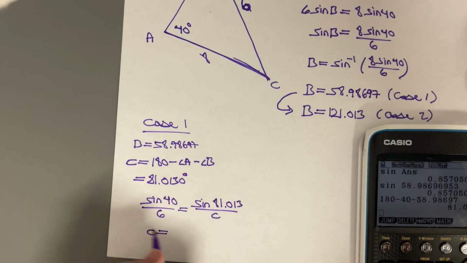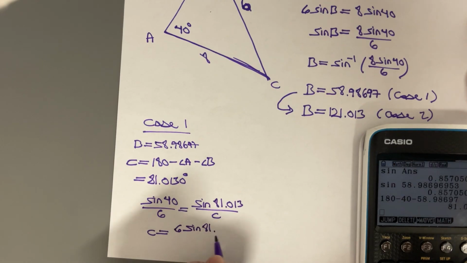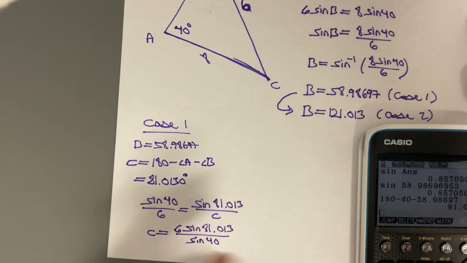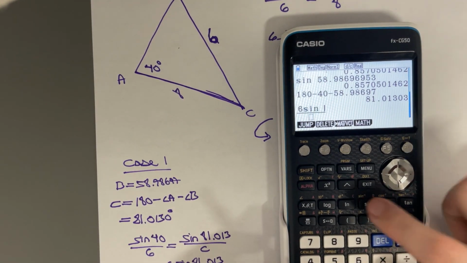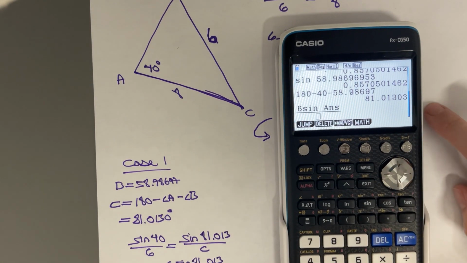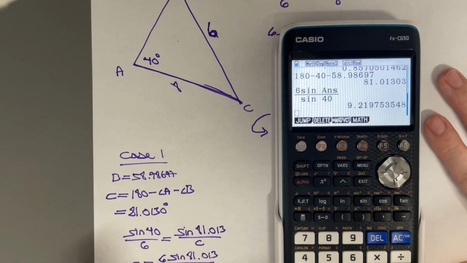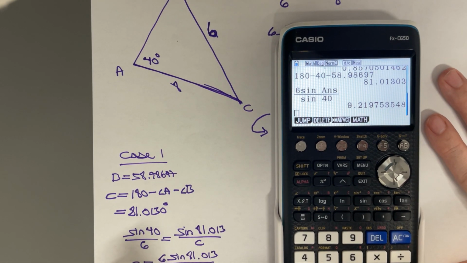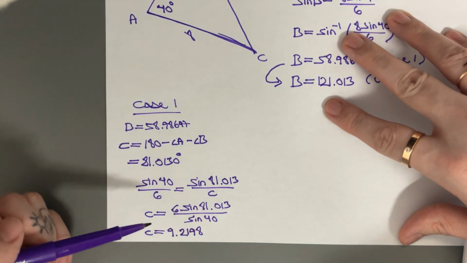So I'm going to skip a few steps. So this is going to be equal to 6 sine 81.013 over sine 40, which means, in this case, we would have 6 sine 81 over sine 40, which means we're going to get a side value for C of 9.2198. So that would be all for case 1.